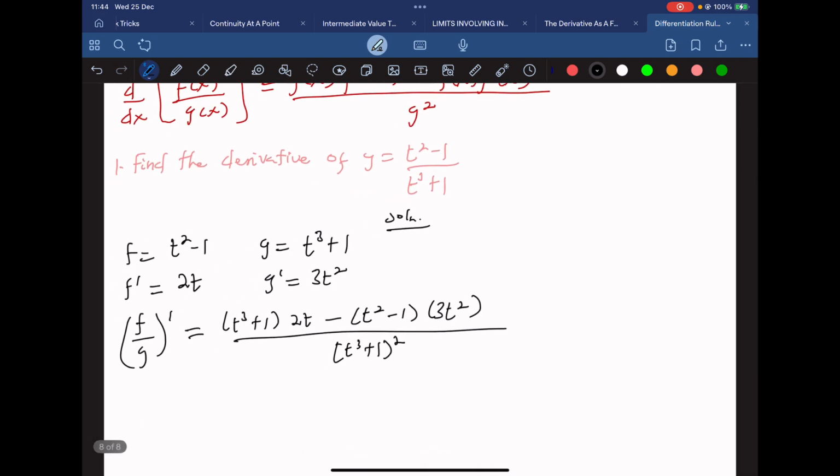So the next thing to do is to just expand the parentheses. So 2t times t cubed and 2t times 1, we have 2t to the exponent of 4 plus 2t, then minus. Then we have to expand this also, so we have 3t to the 4th minus 3t squared. I hope this is also clear enough. Then we divide by t cubed plus 1 all squared.